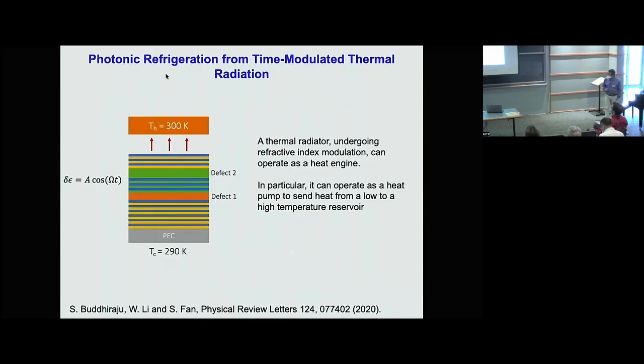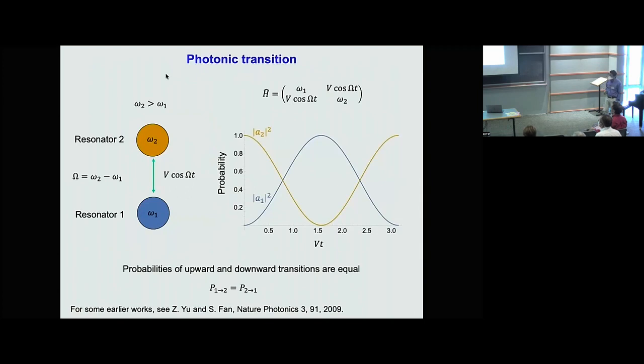In particular, what I'm going to show is that if you take a thermal radiator and you modulate the refractive index of the thermal radiator, maybe on the order of gigahertz or terahertz scale, you can actually operate the structure as a heat engine that operates as a heat pump to send heat from a low to a high temperature reservoir.